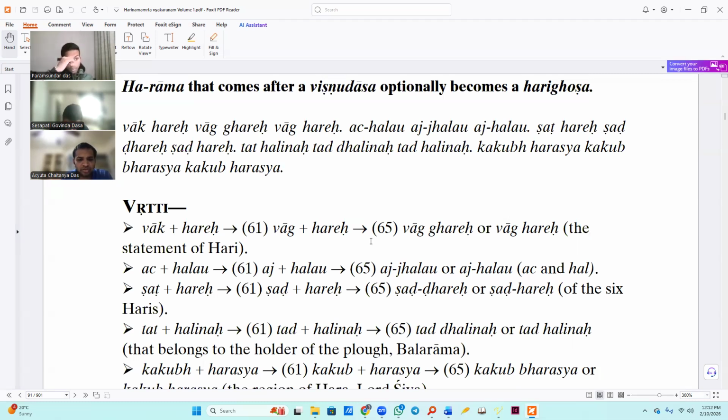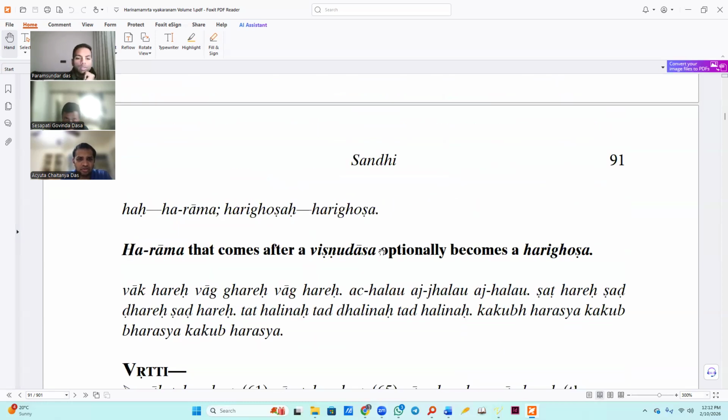So, Prabhu, based on 61, it is Vag Hare. Based on 65, it is Vag Ghare. Yeah, because 61 is mandatory. So how do we know which ones are mandatory and which ones are optional? It's mentioned in the rules only. It says optionally.